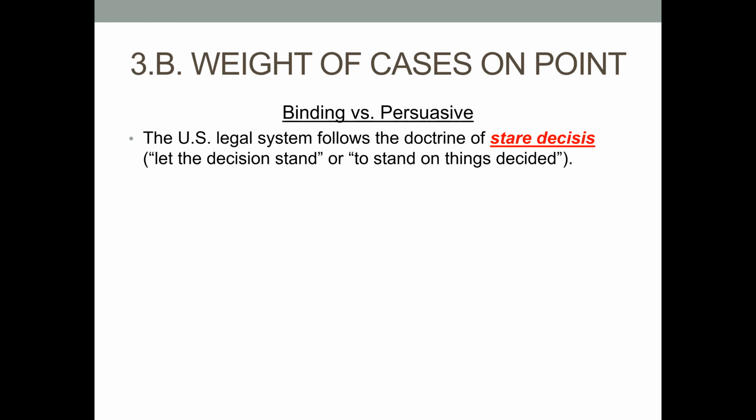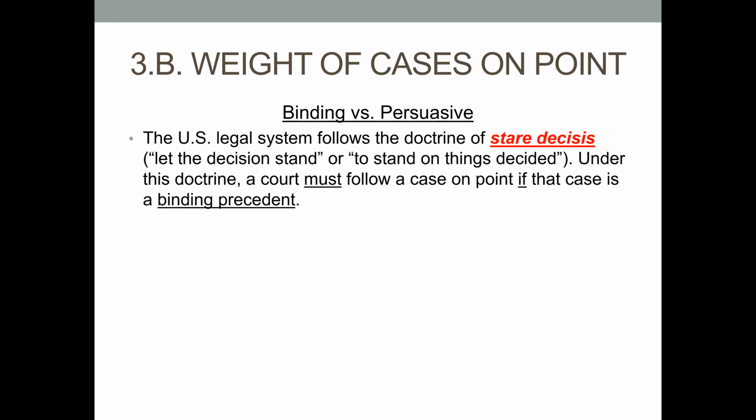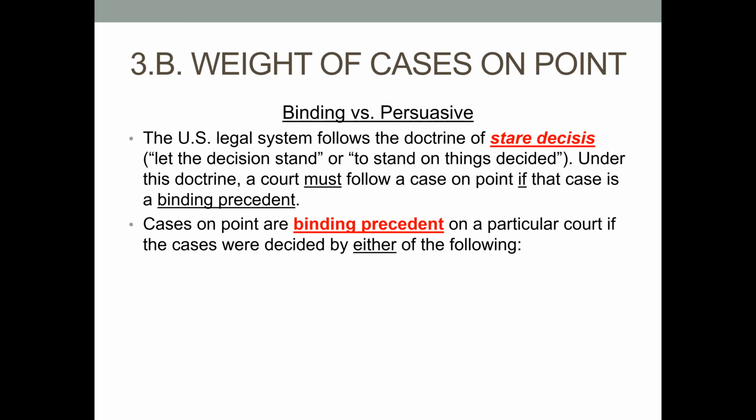Now, the US legal system follows the doctrine called stare decisis, a Latin phrase that means let the decision stand, or to stand on things decided. Now, under the doctrine of stare decisis, a court must follow a case on point when deciding a current dispute if the case on point qualifies as a binding precedent. Now, whether a case on point is going to be binding on a particular court will depend on two factors.